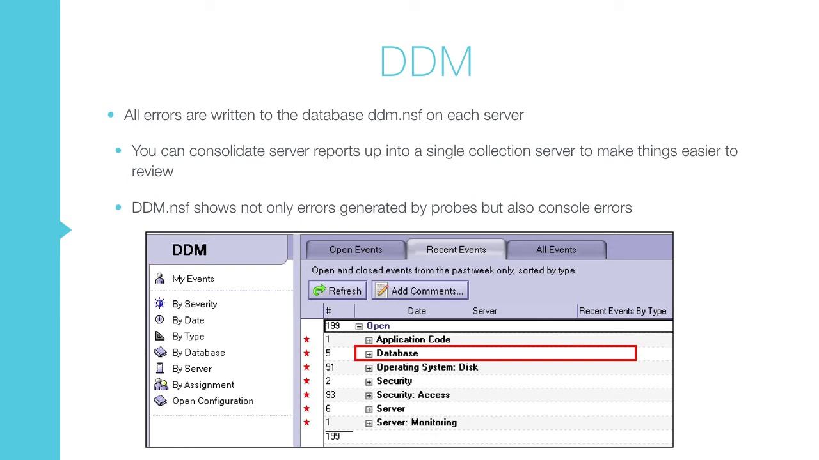Any errors are written to ddm.nsf on every server. So ddm.nsf shows not only the errors from the probes, but anything that's written to the console. So if I enable that probe, all I have to do is monitor ddm.nsf to see if it's reporting inactivity for any databases.